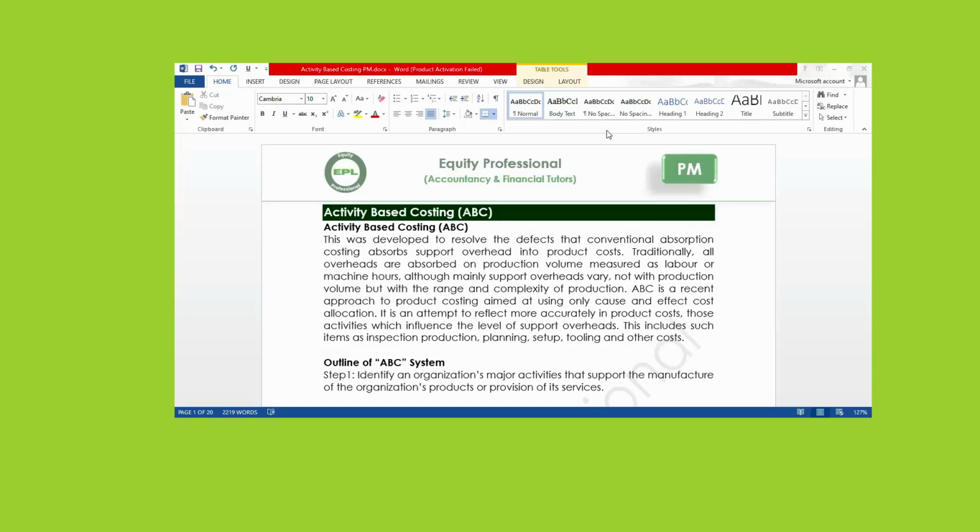For those that were in class last week, we started discussion on modern costing system. We explained what the modern costing systems are. These are costing systems that were developed to be able to meet the needs of the modern manufacturing environment.